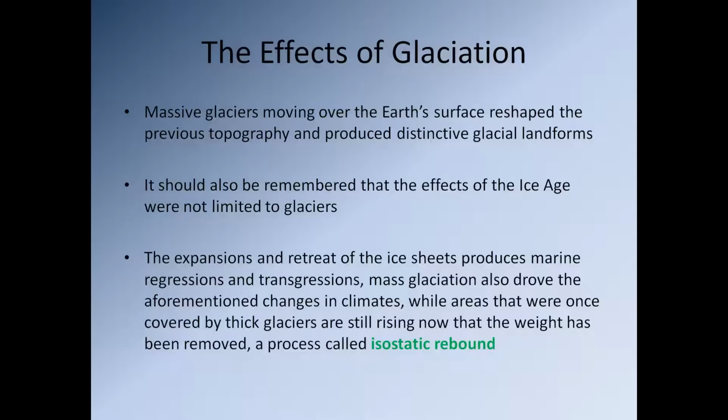Of course, as we've already touched on, mass glaciation will also affect global climate. The more ice you have, the more solar radiation gets reflected back into space, and that's obviously going to change global climates.